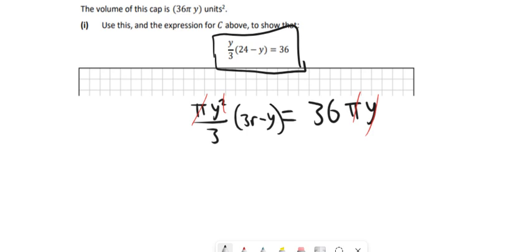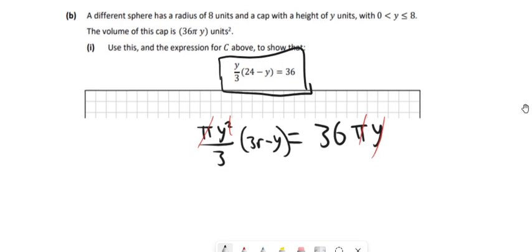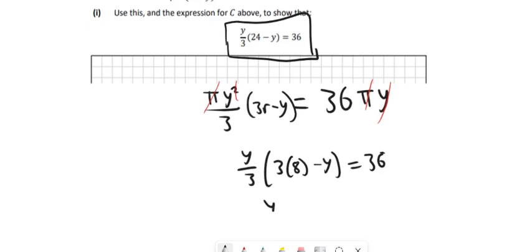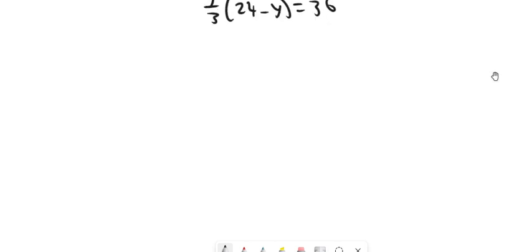Sorry, the radius is actually, it says in the question, 8, so I can put in what the radius is here as well. So I'm just left with y over 3 times 8 minus y is equal to 36. So I could have put the 8 in initially. So y over 3 times 24 minus y is equal to 36. So I've shown that then. That's all we need to do for B part 1.